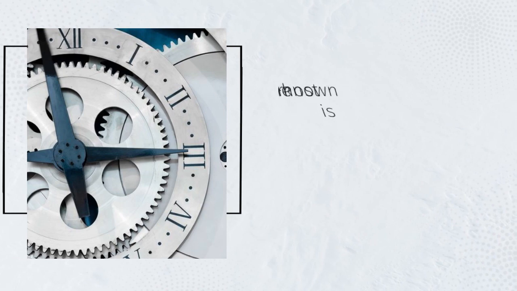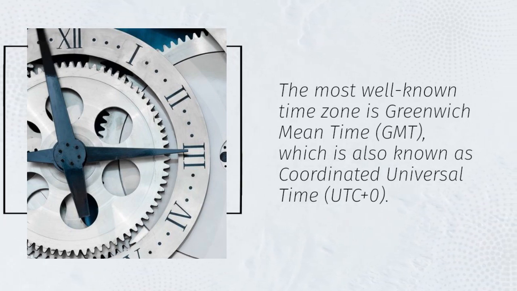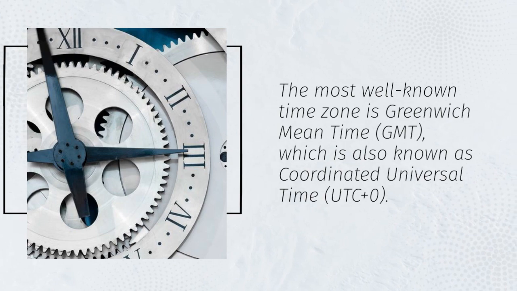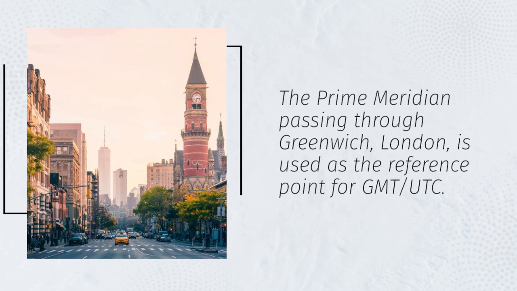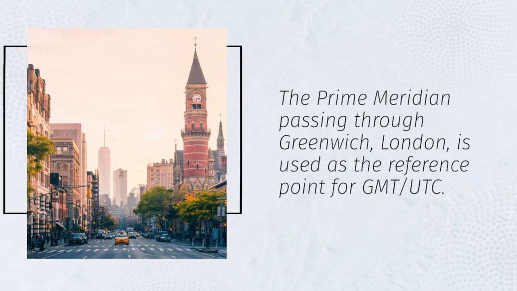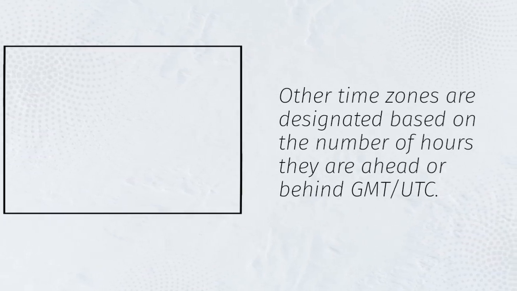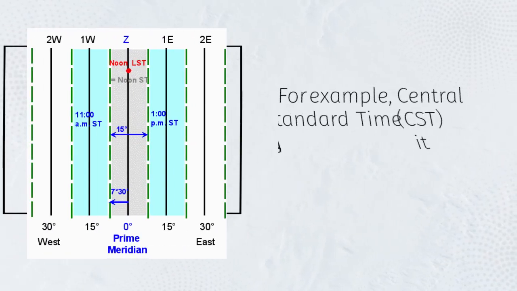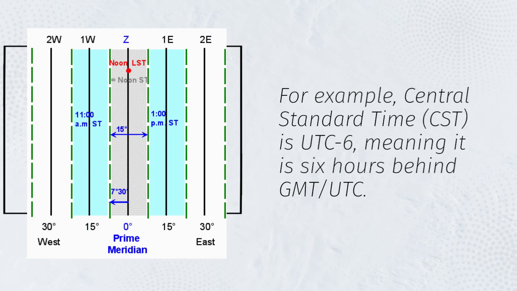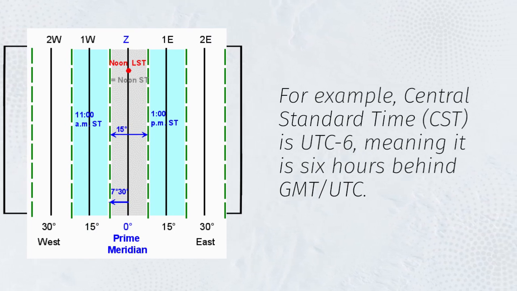The most well-known time zone is Greenwich Mean Time, GMT, which is also known as Coordinated Universal Time, UTC+0. The prime meridian passing through Greenwich, London, is used as the reference point for GMT, UTC. Other time zones are designated based on the number of hours they are ahead or behind GMT, UTC. For example, Central Standard Time, CST, is UTC-6, meaning it is 6 hours behind GMT, UTC.